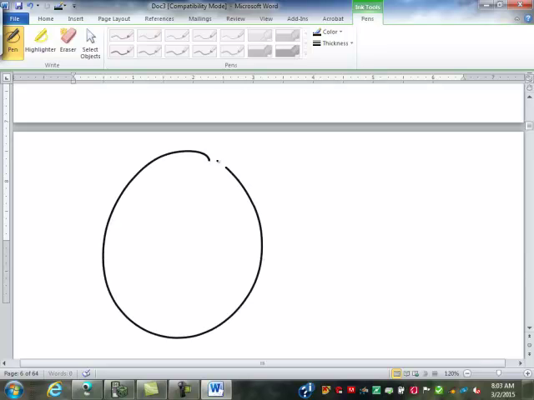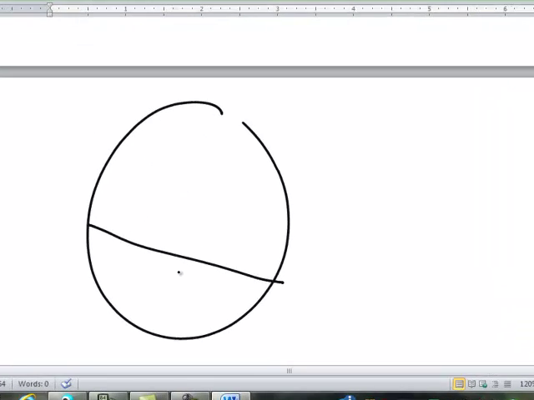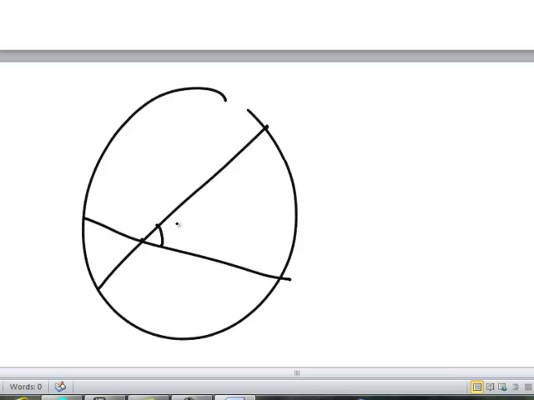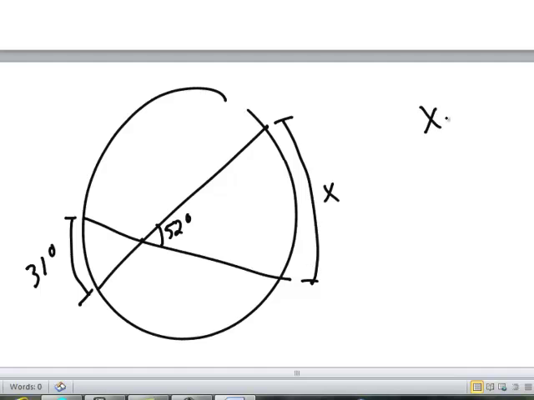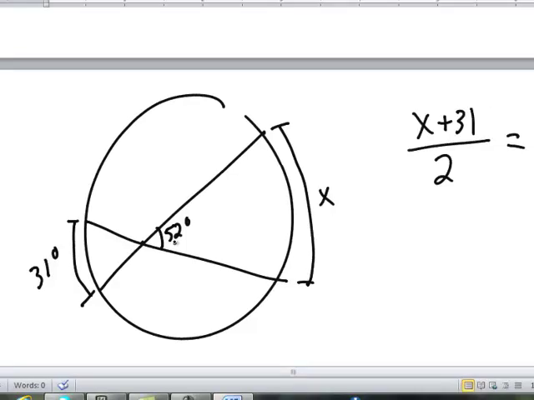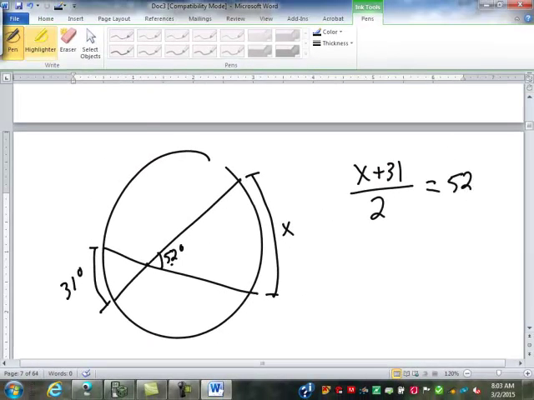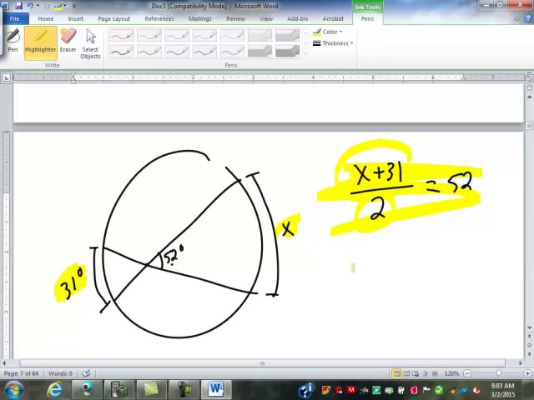In fact, we can use that to find an arc. Let's say that we know this angle here is 52 degrees, and I know that this arc out here is 31 degrees. I can now find my other arc. I'll call that arc X. Because I know that the average of those two arcs, if I take X plus 31 and divide it by 2, I have to get 52. Now first, before I do any calculations, does everybody see where this formula came from? I average this arc and this arc, so it's X plus 31 divided by 2, and I have to get this angle.